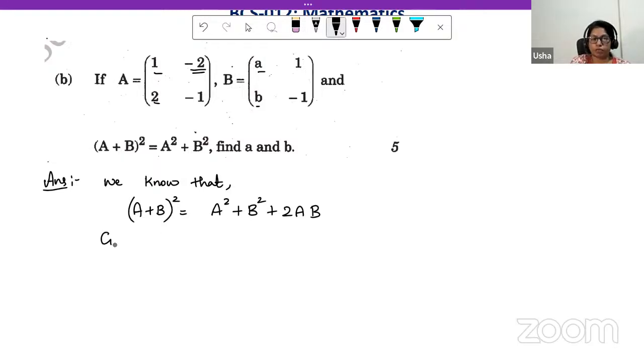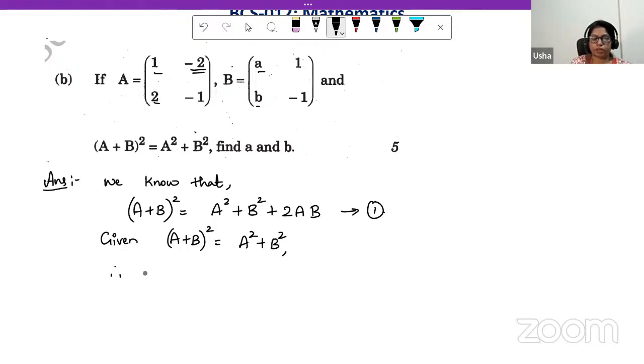So, given (A plus B) whole square is equal to A square plus B square. Okay, this you take as equation number 1. This is given in the question.